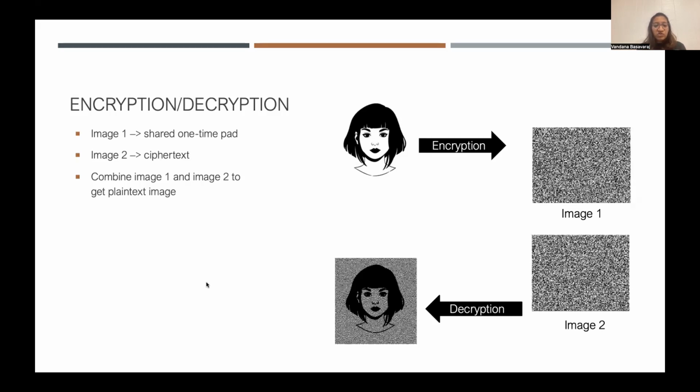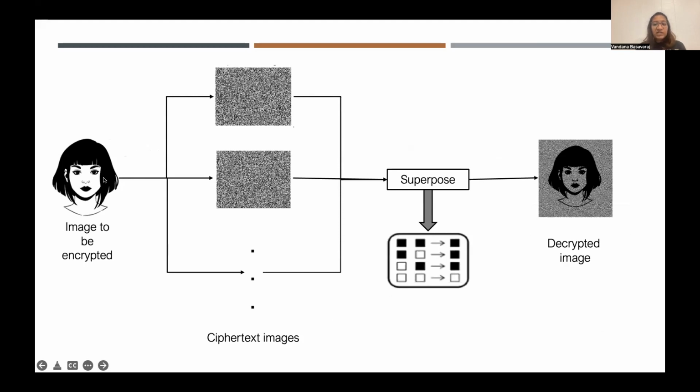Combining images can be done by printing them out on a plastic sheet and overlaying them in perfect alignment to get the decrypted image, or the plain image. As you can see here, this is the plain image. When it's encrypted, we have 2 different images, and when we decrypt it, we get the original image back. Similarly, in our example we just use 2 images, but when an image is encrypted, it can have any number of ciphertext images. And when they're all superposed, we will get the decrypted image like this.